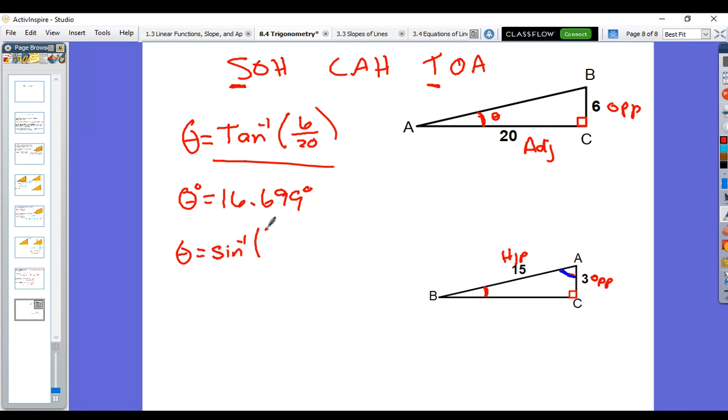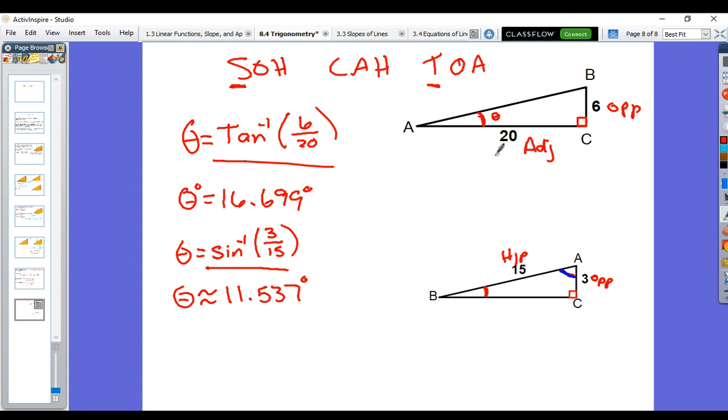Since we're doing the inverse sine, theta equals inverse sine of the opposite side, 3, over the hypotenuse, 15. This is what's going to go in the calculator, just as written right there. So inverse sine of 3 divided by 15 gives us theta equals 11.537 degrees.